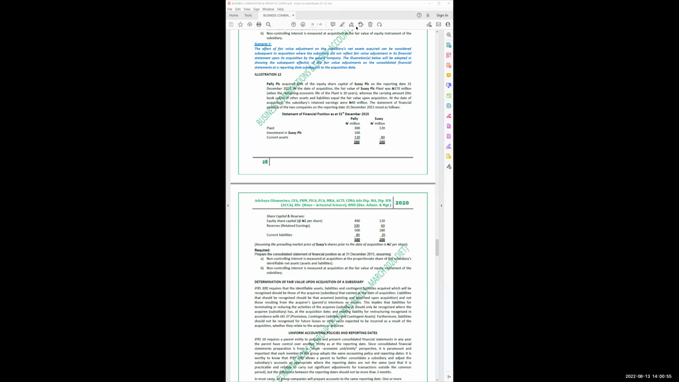Assuming the prevailing market price of Susie's share prior to the date of acquisition is ₦2 per share, required, prepare the consolidated statement of financial position as at 31 December 2015, assuming a non-controlling interest is measured at acquisition at the proportionate share of the subsidiaries identifiable net assets and liabilities. The non-controlling interest is measured at acquisition and the fair value of equity instruments of the subsidiary. Thank you.